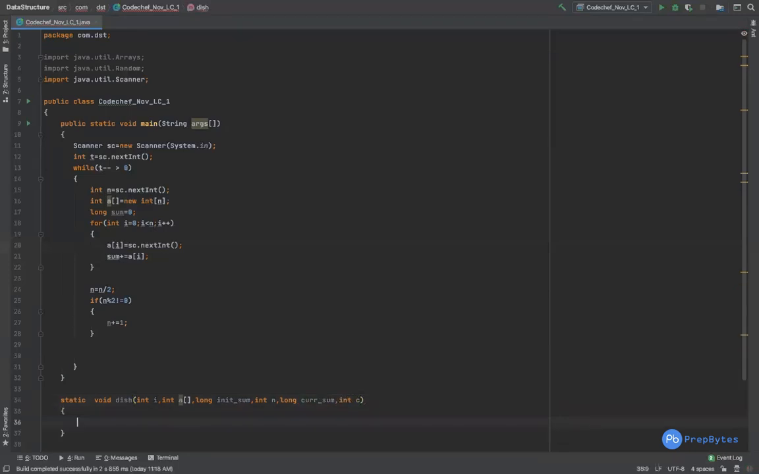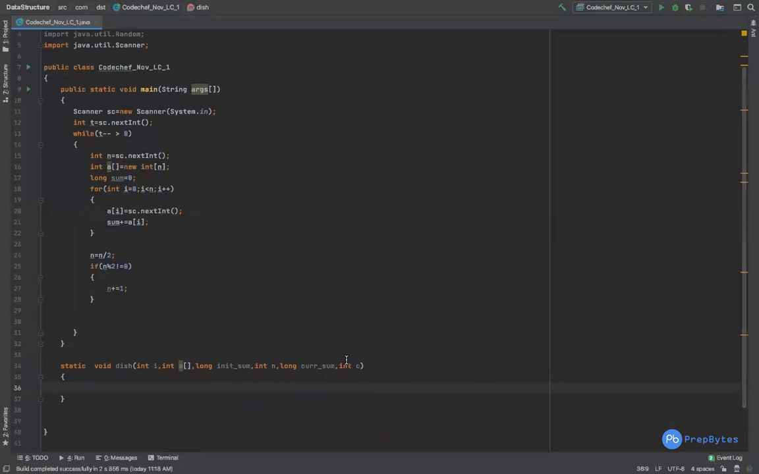Now why have I taken this c? This c will check the current count of elements. Once I include any element, I will increase this counter, to check how many elements till now I have considered. If c is greater than n, then this will be my base condition. Then I will break the loop and return, because I have included half of the array elements and I want the min difference. I will get the min difference only when I include half of the array elements.